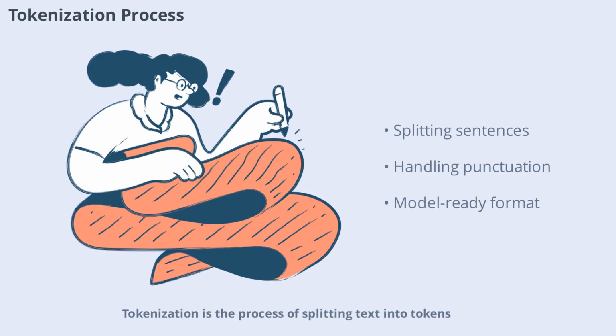Tokenization is the process of splitting text into tokens. Imagine you have the sentence, "The cat sat on the mat." Tokenization breaks this down into individual pieces: the, cat, sat, on, the, mat, and sometimes even punctuation marks. This step is crucial because it allows the model to handle language in manageable parts. Different models use different tokenization strategies, but the goal is always the same: to convert raw text into a format the model can work with.